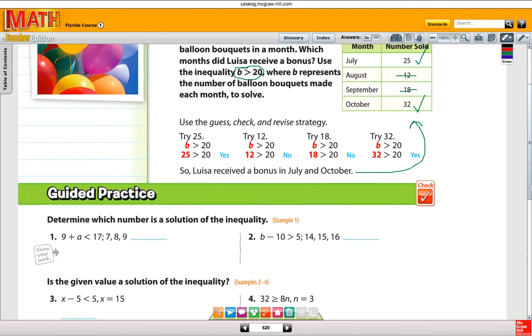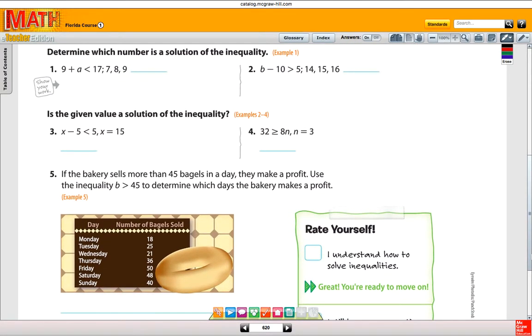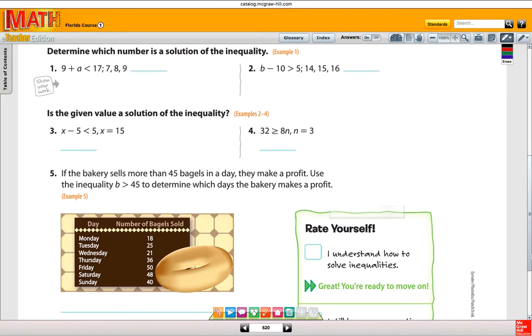We're going to do 1 through 5 of the guided practice together. This is another good time to pause the video and we'll come back and check our answers. Work with the people around you at your table if you need any help with these. And I just want to point out here on number 4, remember an 8 next to an N where they're smushed together means multiply. So you'll want to do 8 times 3 for this one. Okay, go ahead and pause the video.